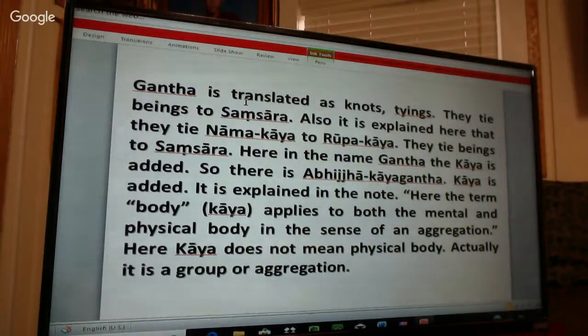So here the name of the Ganta, and the Kaya is in the Abhidhamma sense. Kaya Ganta, not only Ganta. Kaya means both Nama and Rupa, the five aggregates, yeah.